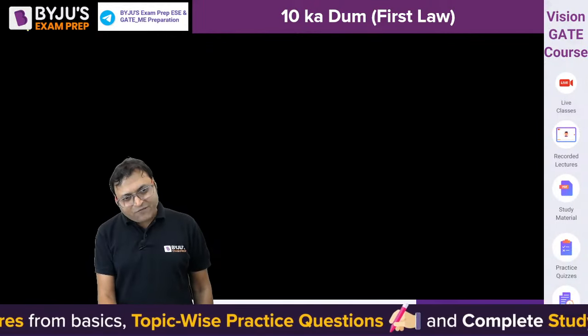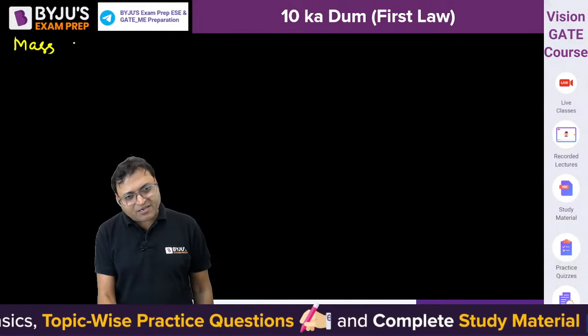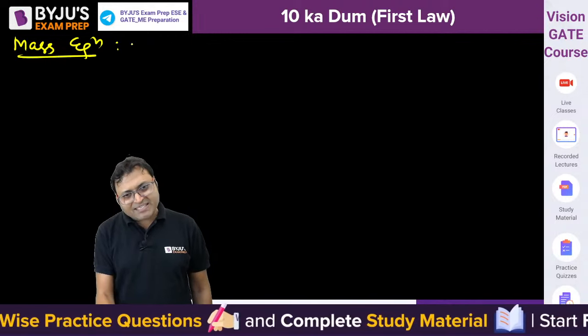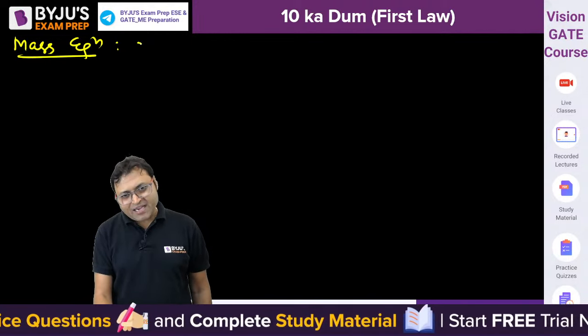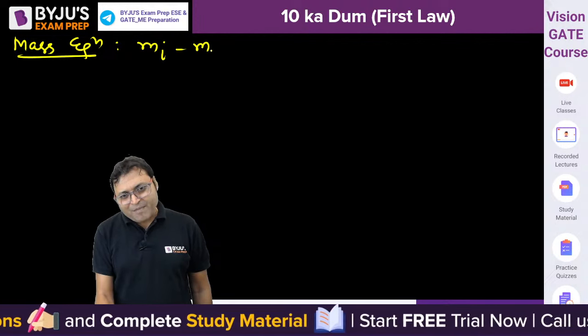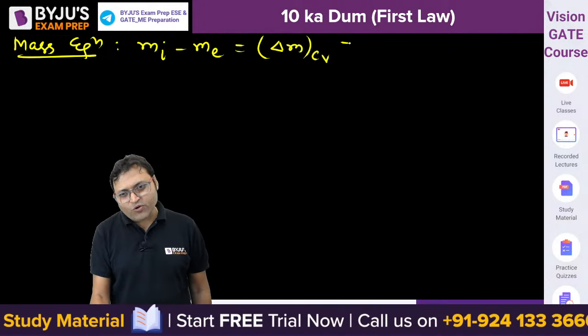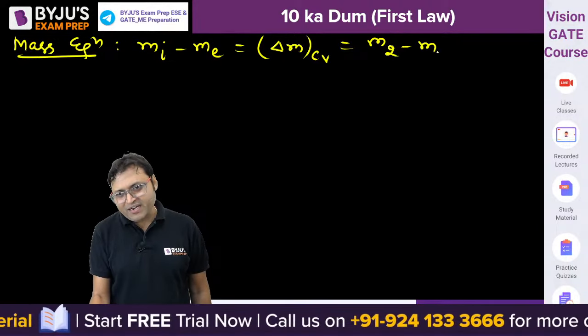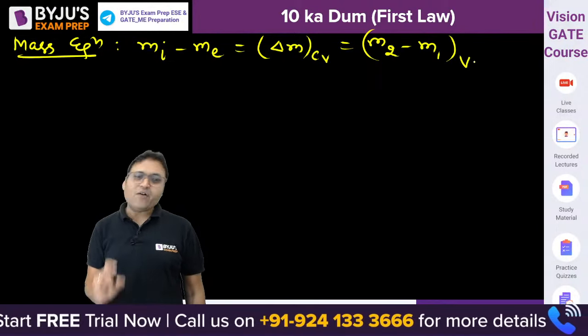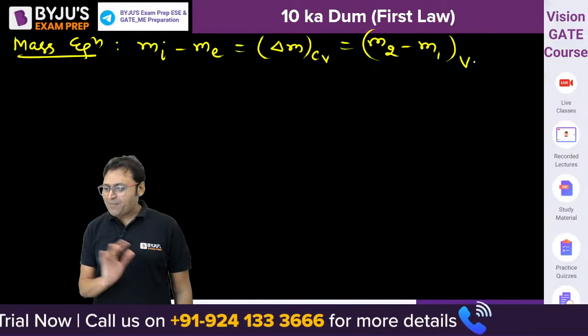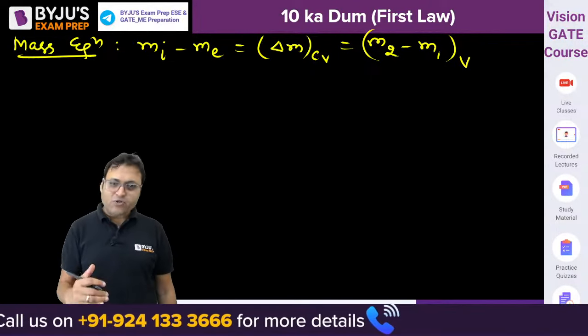So if we talk about the mass conservation, if we apply the mass equation for the tank, the mass entering minus mass leaving is equal to change in mass in control volume. That is M2 minus M1 in control volume. That is our mass conservation, the amount of mass entering into the control volume.